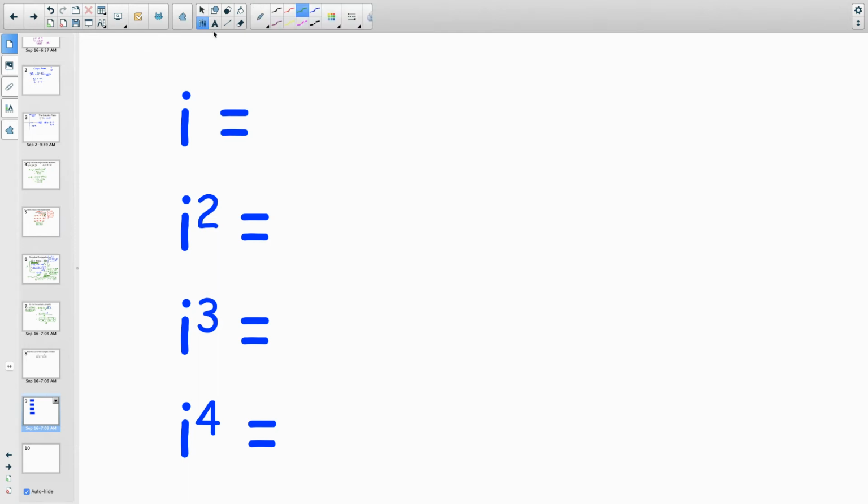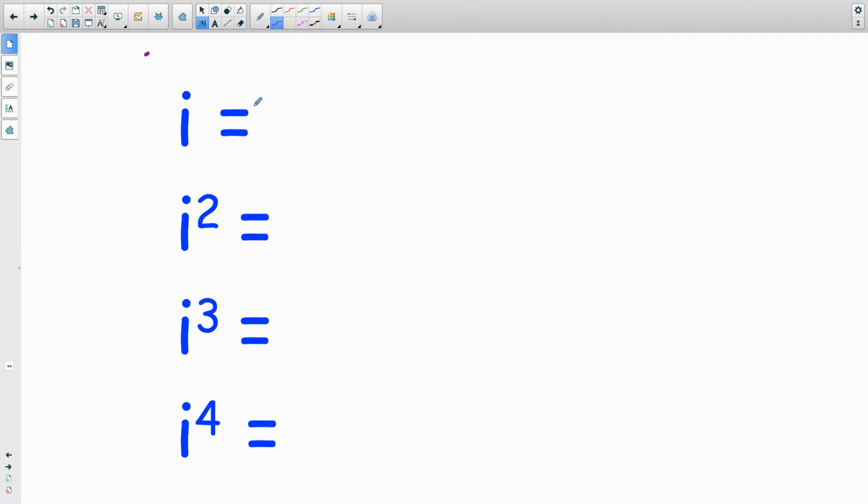Let's look at an interesting idea that pops up from time to time on some standardized tests. This is just a parlor trick for what to do with large powers of i. We know that i is the square root of -1, and we know that i squared, therefore, is the square root of -1 squared, which we've said is -1.